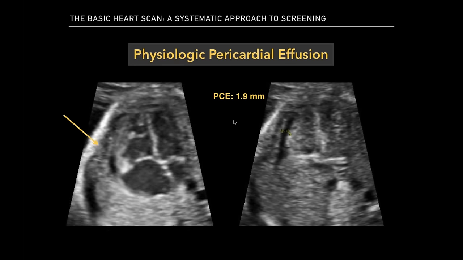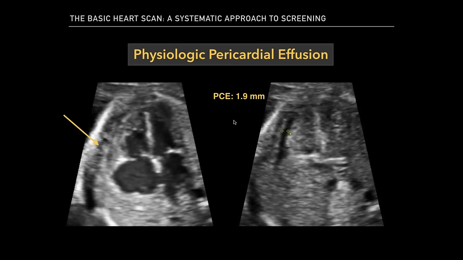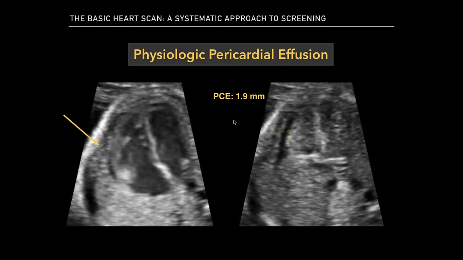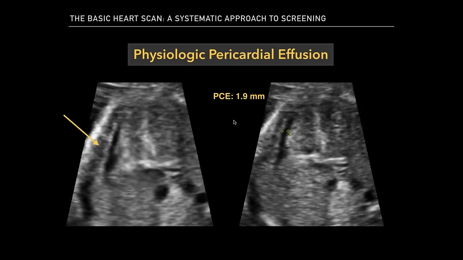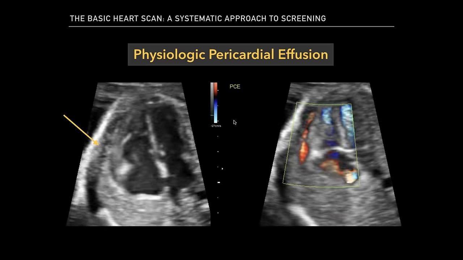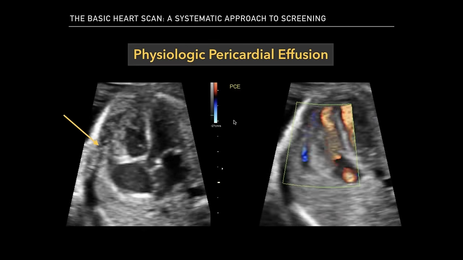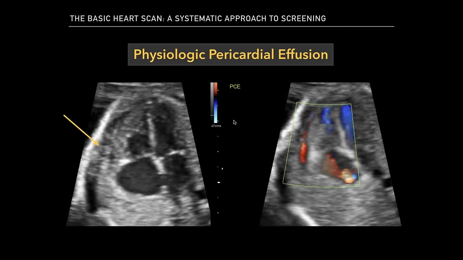Here, sometimes you can see a little bit of fluid surrounding the heart, and that can be normal. Now, if you're unsure whether the hypoechoic space you see is pericardium versus pericardial effusion, go ahead and turn on your color Doppler. Since an effusion is moving fluid, it will fill with color, as we can see here.